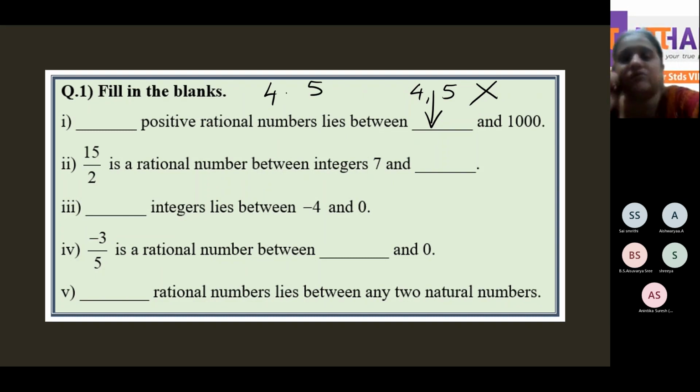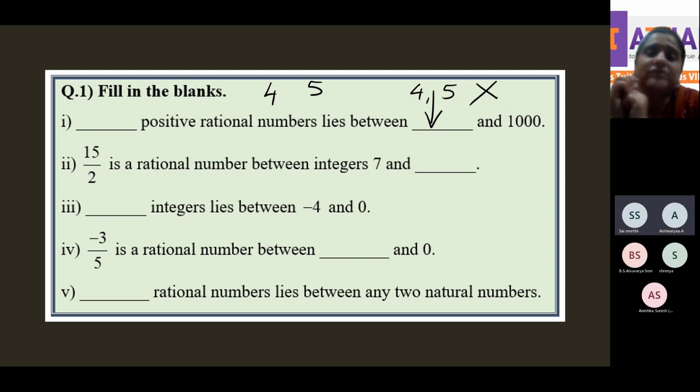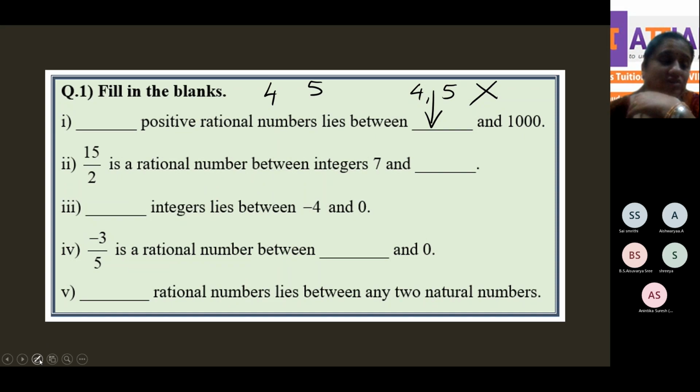Tell me an integer between 4 and 5. There's no integer after 4, between 4 and 5. None. There is no integer between 4 and 5. So you should be very careful, children.